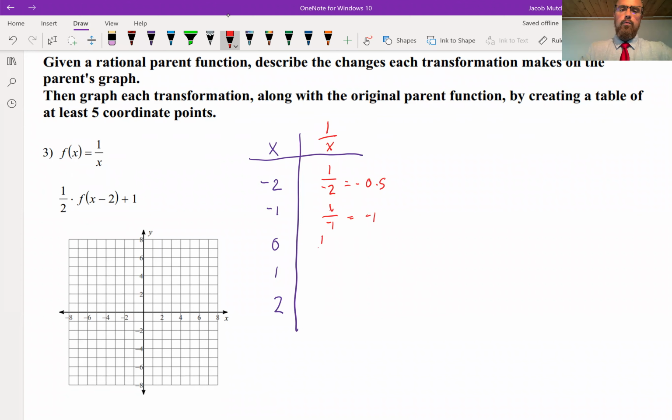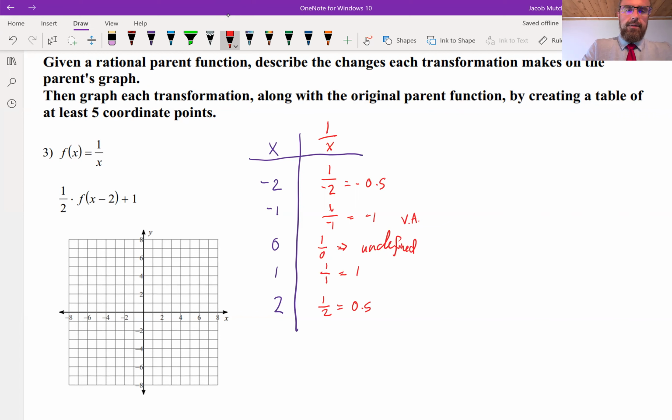At 0, I have 1 divided by 0, and that's classic undefined. And remember, when you're looking at the table of a rational function and you see undefined, typically that means you've got some kind of discontinuity. In this case, it's a vertical asymptote. On the right side of 0, we got 1, so 1 over 1 is +1, so that's now above the x-axis, and then at +2, 1/2, +0.5.